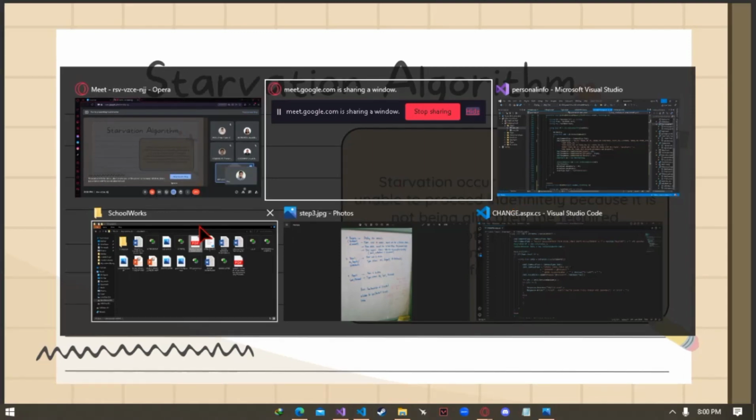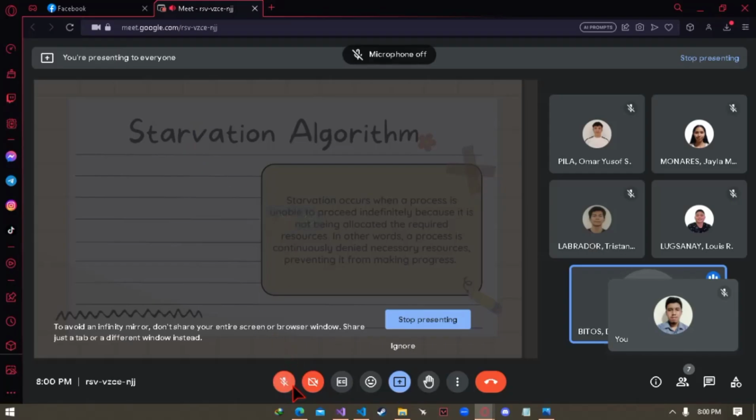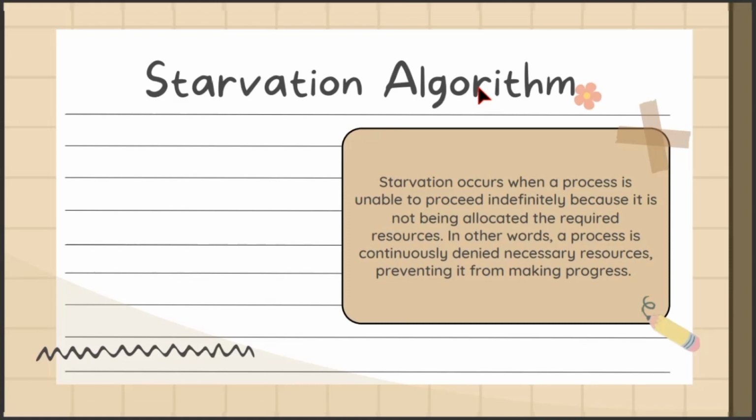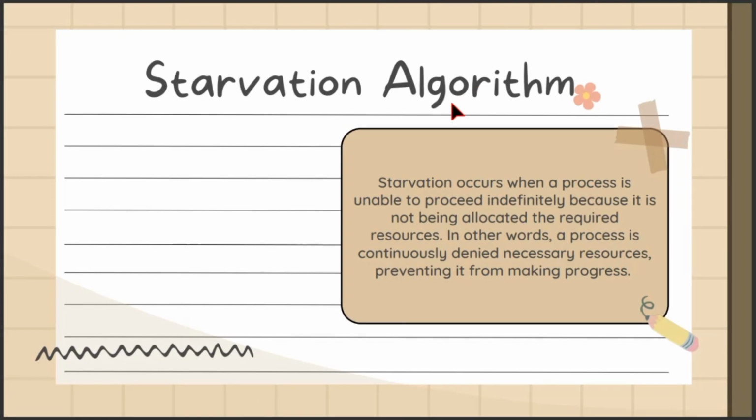So our next topic is all about the starvation algorithm. Starvation occurs when a process is unable to proceed indefinitely because it is not being allocated the required resources. In other words, a process is continuously denied necessary resources, preventing it from making progress.